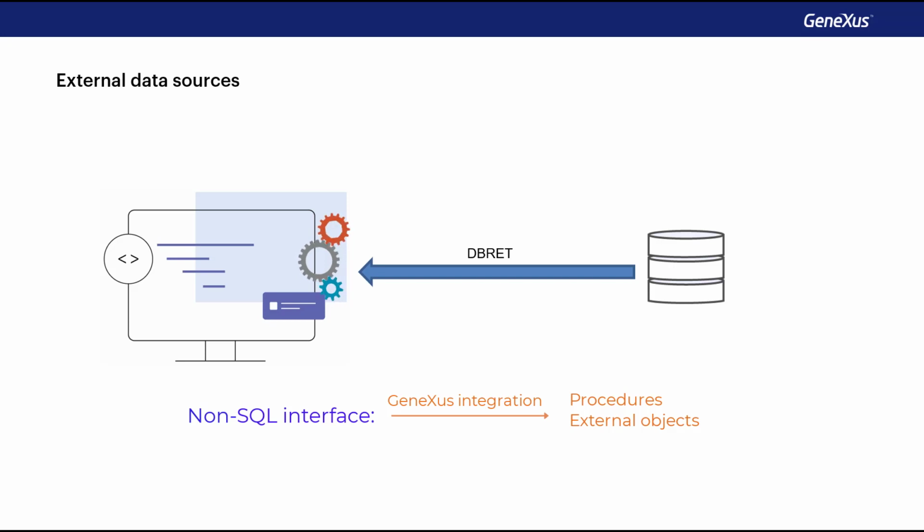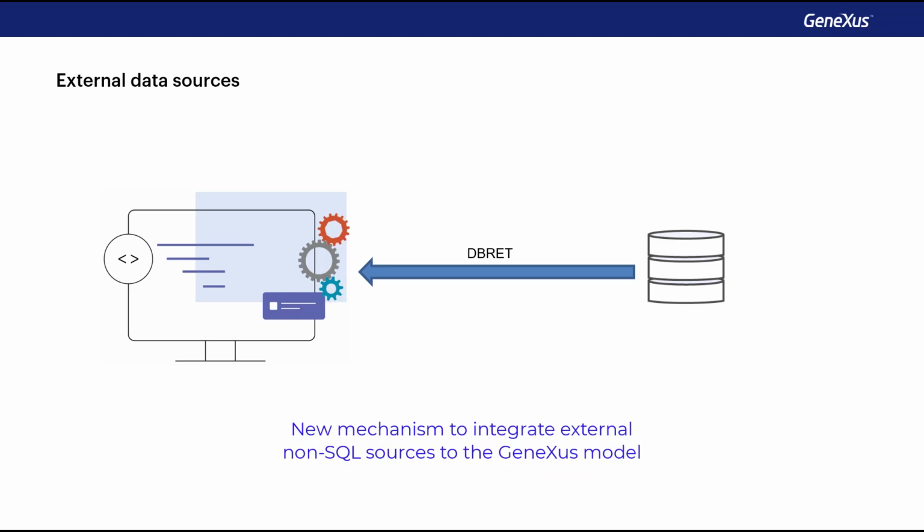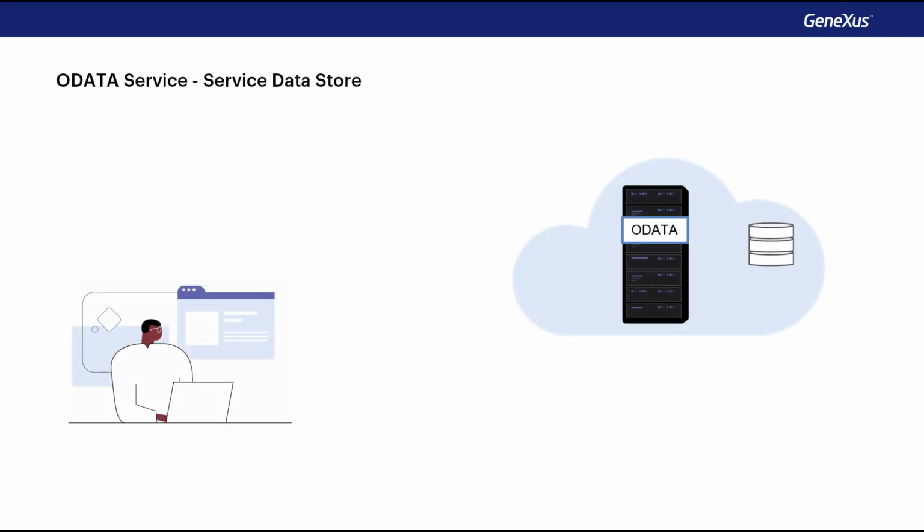The drawback to this solution is that it doesn't integrate the data source to the Genexus model, so it's not possible to use natural language constructs, and other types of constructs are limited and cumbersome. Therefore, in this scenario, it's not possible to generate navigations for this data source. To solve this, a mechanism has been added to Genexus to be able to integrate external non-SQL sources to the Genexus model. One of the possible data sources is an OData service.